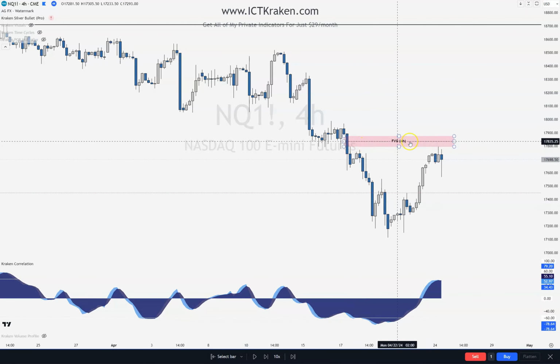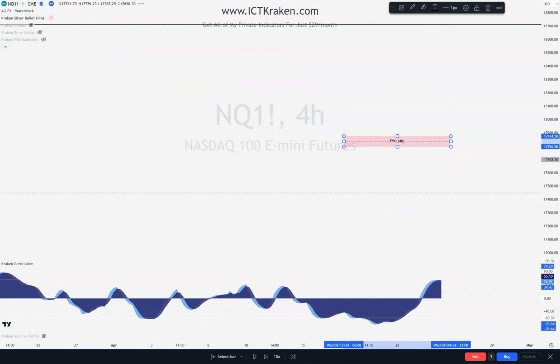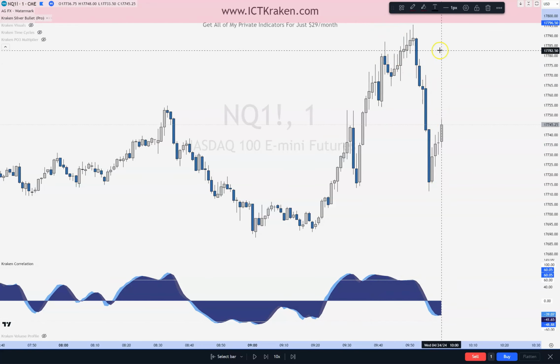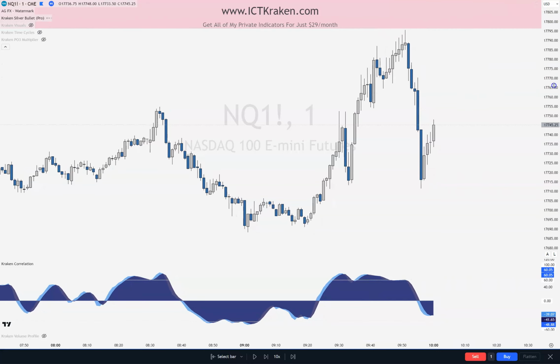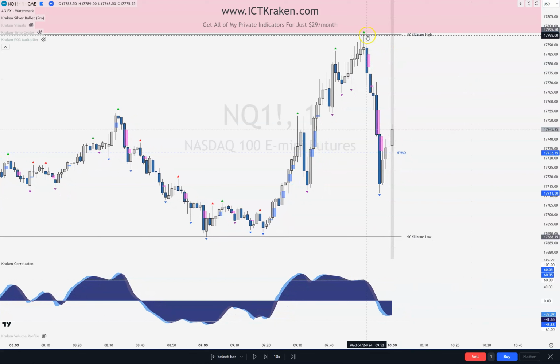This pink box is a 4 hour FVG, right here. All right, so let's go to the 1 minute. That's this pink box. You're seeing this pink box? That is a 4 hour FVG that we didn't quite hit. I was looking for it to tap into there in reverse. Didn't happen.